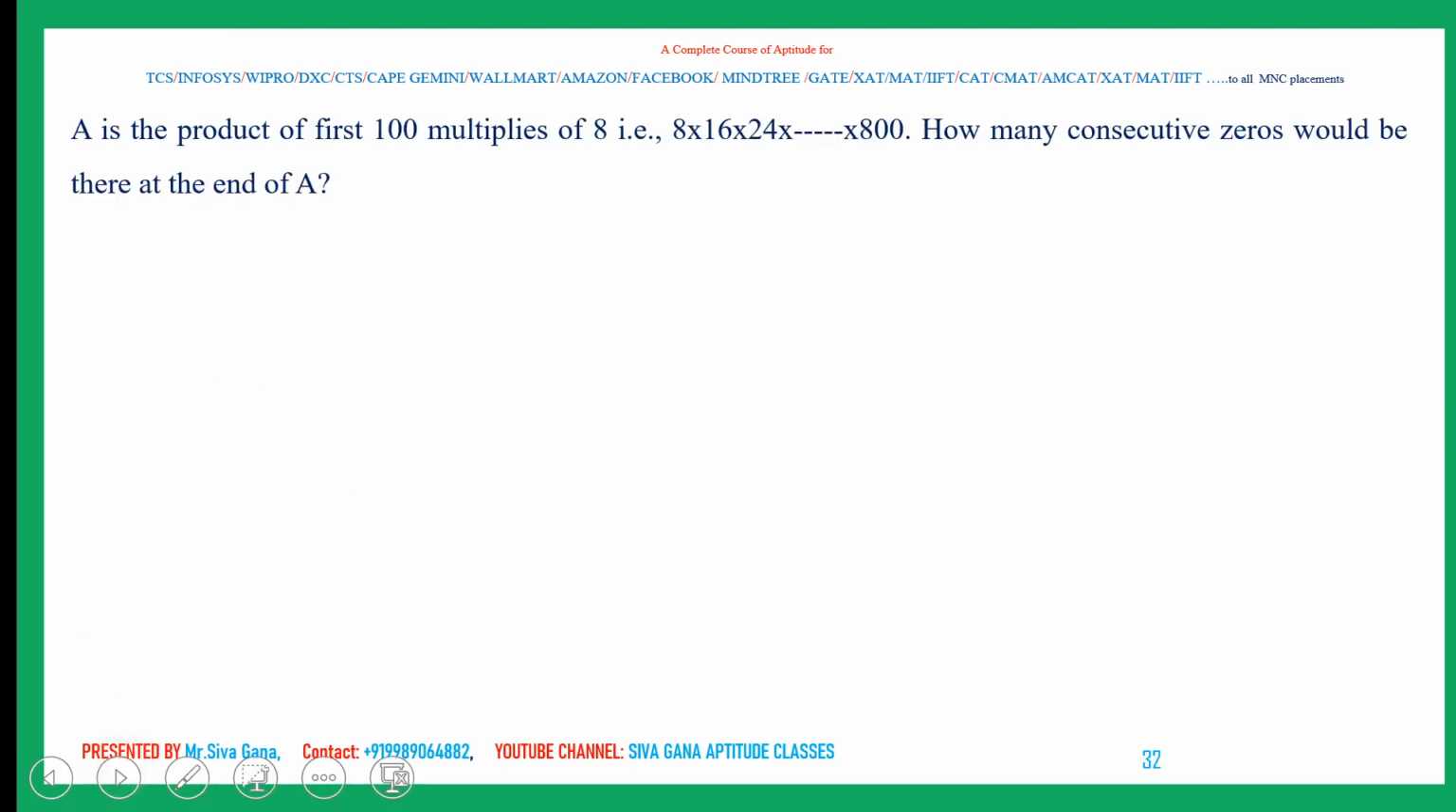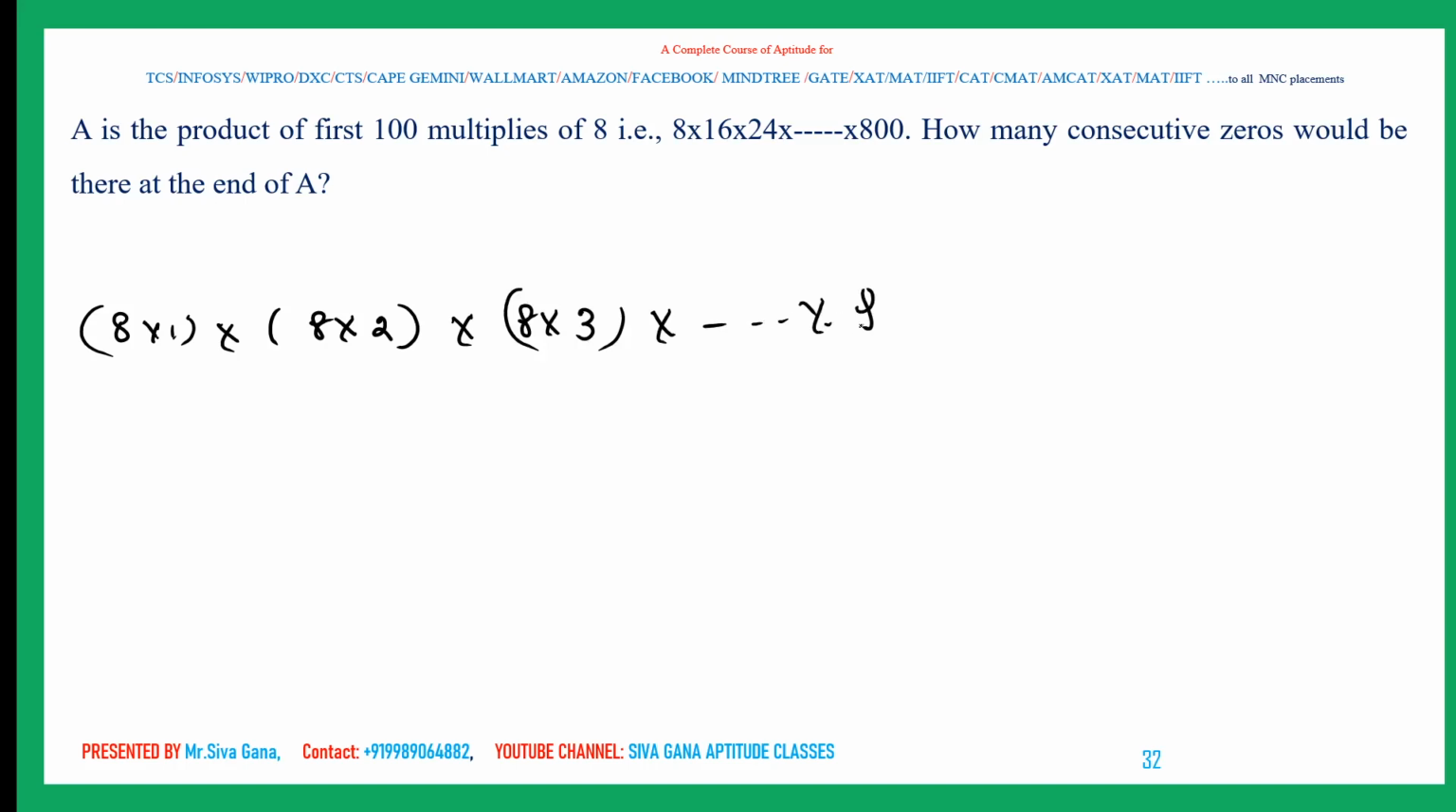Beautiful question. A is the product of the first 100 multiples of 8. How many consecutive zeros would be there in the end? Nothing but trailing zeros. This is 8 into 1, 8 into 2, 8 into 3, and so on. The first 100 multiples of 8 is 8 into 100, similar question: 8 repeated 100 times, which is 8 power 100, times 1 into 2 and so on up to 100, which is nothing but 100 factorial.